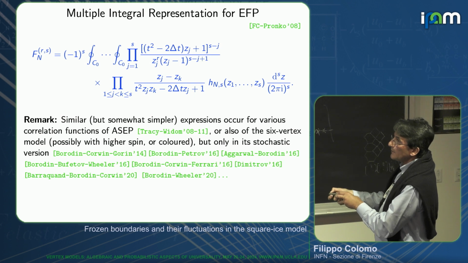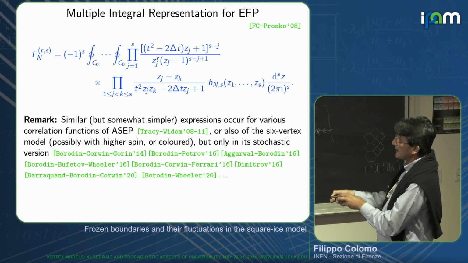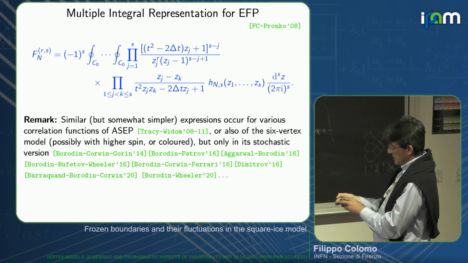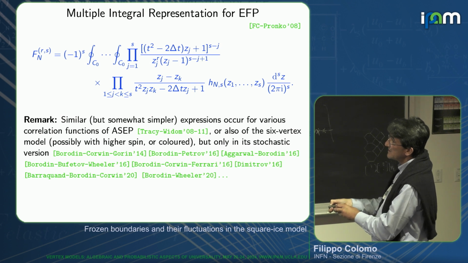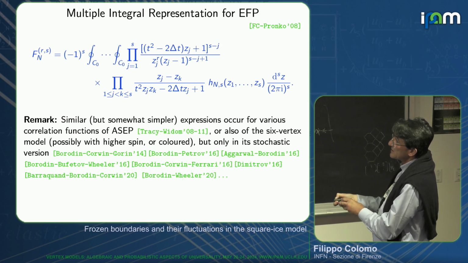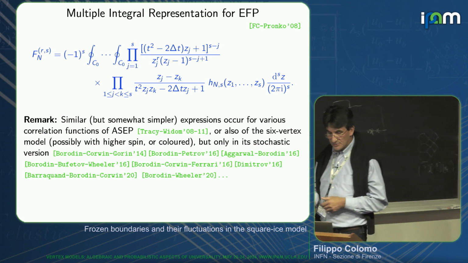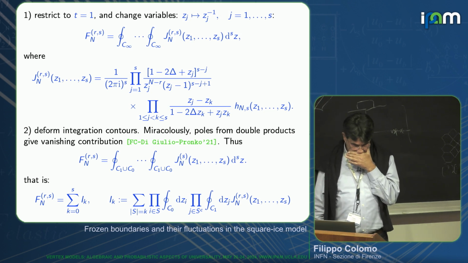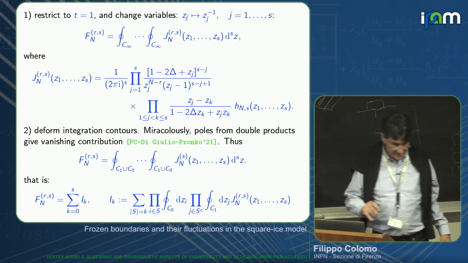Actually, many multiple integral representations of this kind appeared in related models, like ASEP, also the six-vertex model, mainly in its stochastic version. What I would say is that in general, the corresponding element in this multiple integral, which corresponds to this Hn of S, is slightly more explicit. Its null is usually more explicit. Anyway, let's go on. What I have told until here has been known for years.